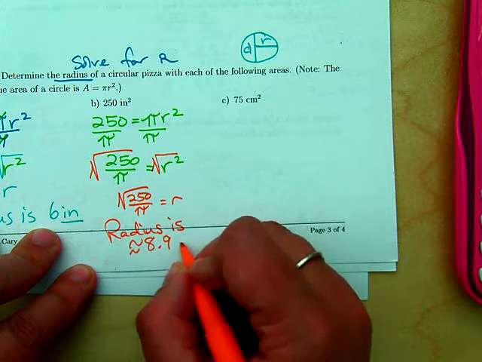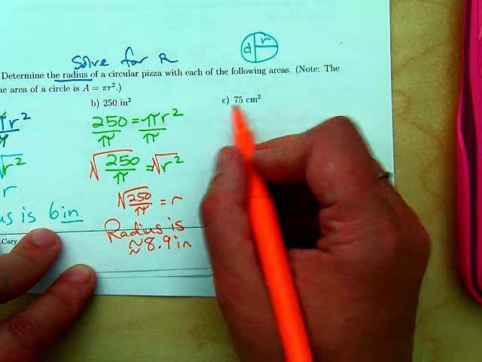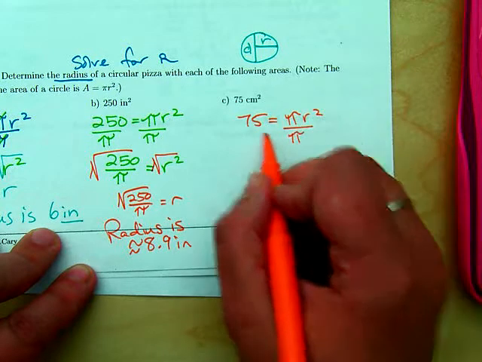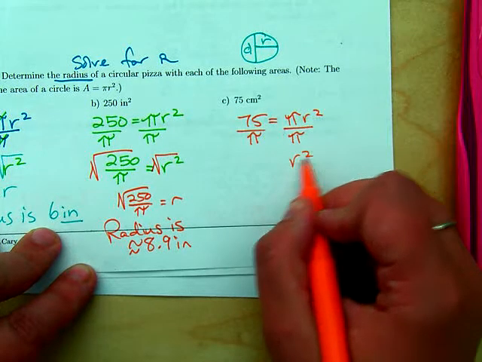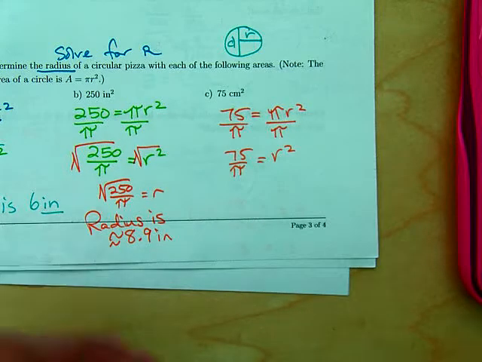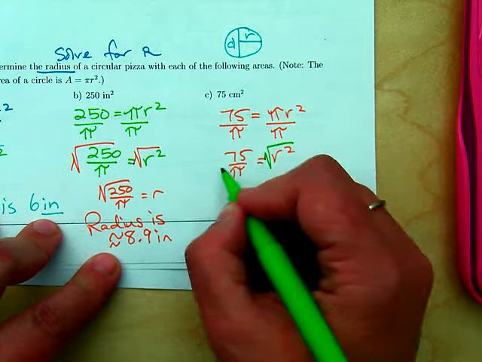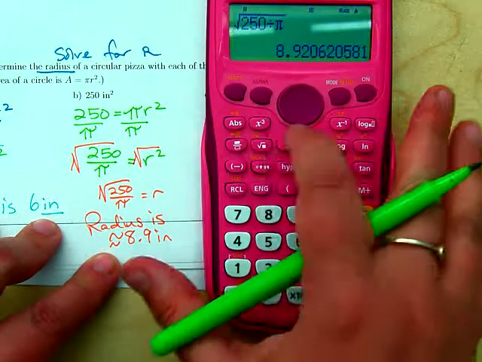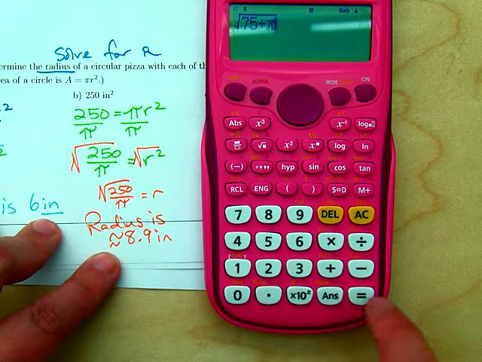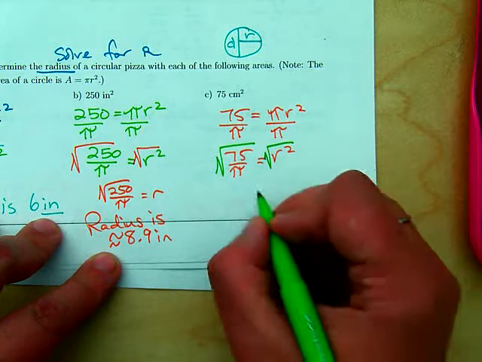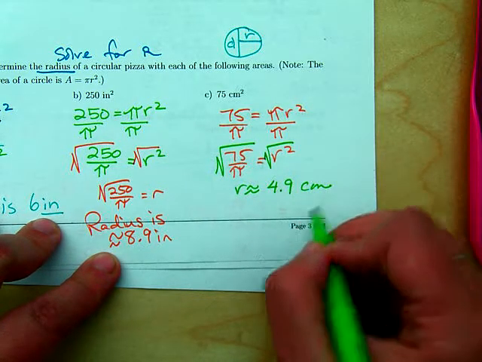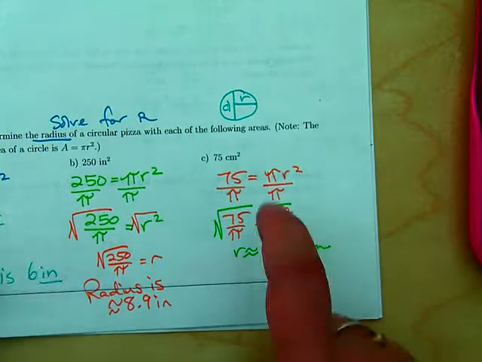Approximately 8.9 inches. Same thing here, 75 equals pi r squared. So divide by pi, and we have r squared equals 75 divided by pi. And then in order to get r by itself, we're going to take the square root. So square root of 75 divided by, shift pi, enter, 4.88, or r is approximately 4.9 centimeters. Okay, so those are examples of how we would solve for r.